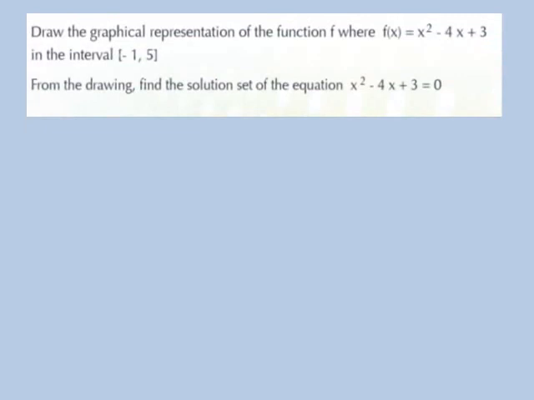Now we will draw the curve itself. Draw the graphical representation of the function f of x equals x power 2 minus 4x plus 3 in the interval -1 to 5. And from the graph, find the solution set for the equation x power 2 minus 4x plus 3 equals 0.